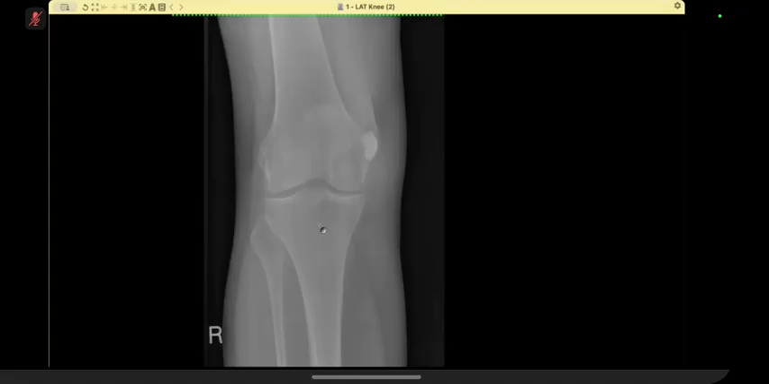For the rest of the areas, I cannot appreciate any fracture in the tibial plateaus. I cannot appreciate any bony fragments along the fibula and tibia. Bilateral femoral condyles appear unremarkable, no subchondral insufficiency fracture. Patella in this view appears normal.